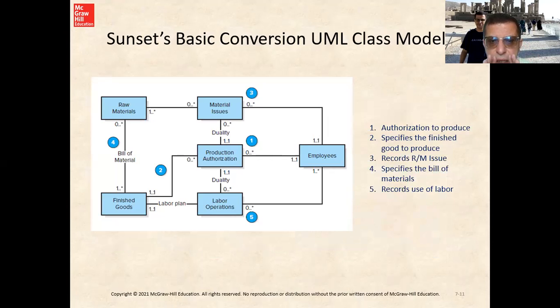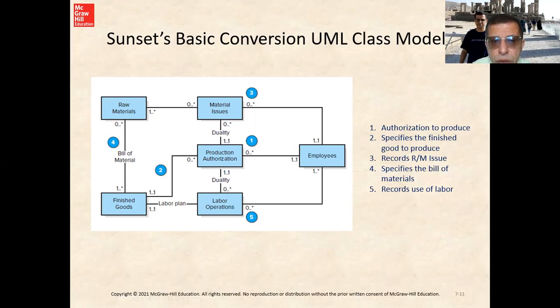Just looking at the first one, number one here, production authorization is authorization to produce. And then we have a specific finished good to be produced. So you put the specs there. And you build the record, the material issued, here.